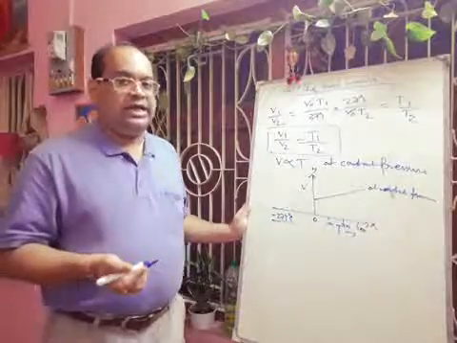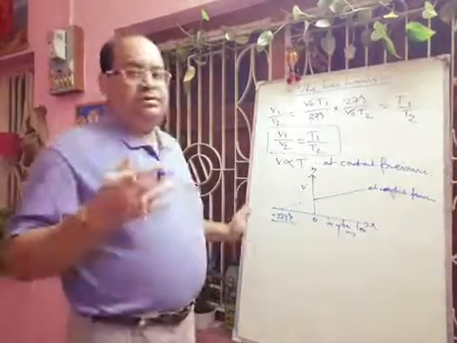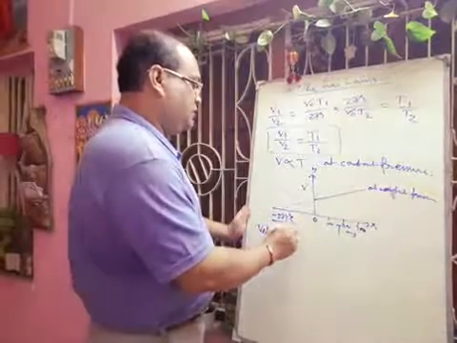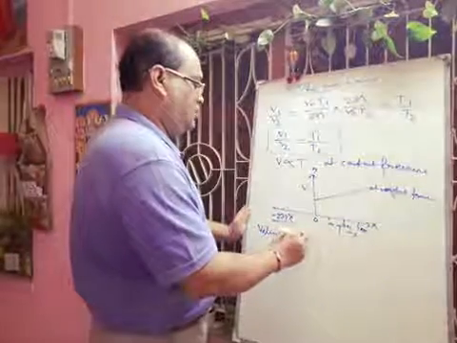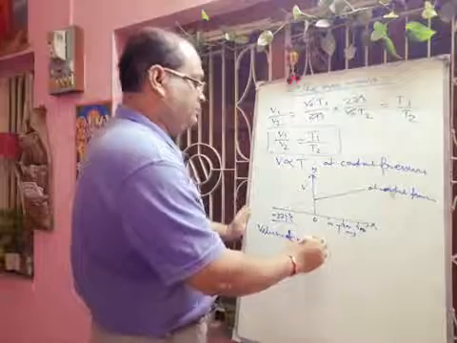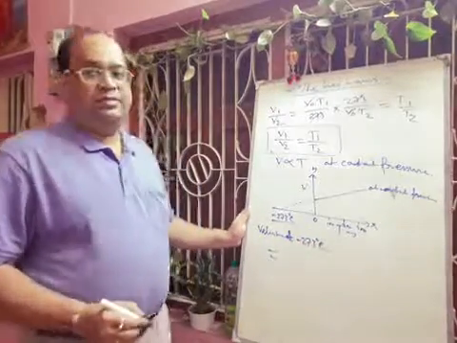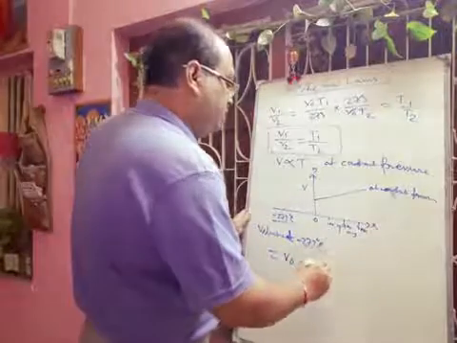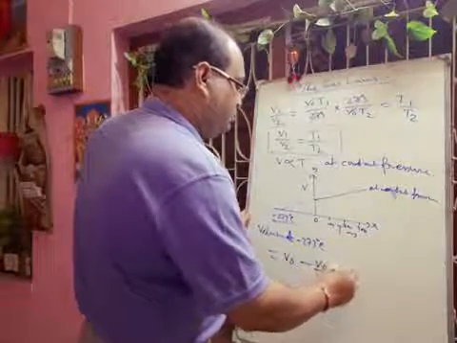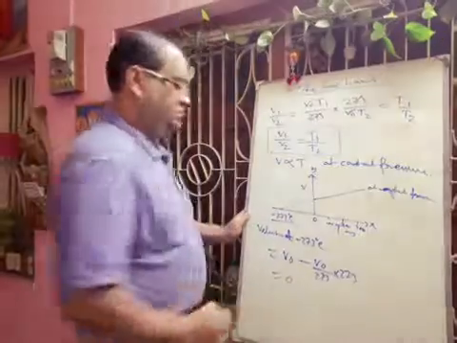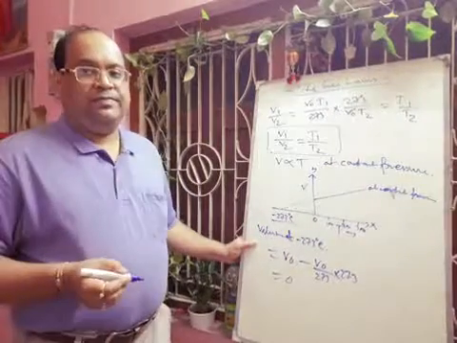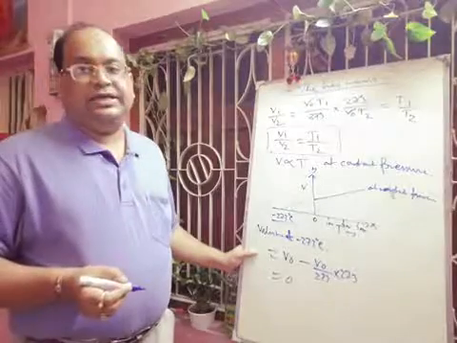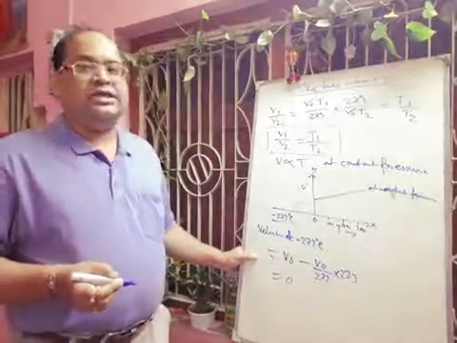We can write in another way: what will be the volume at minus 273 degrees centigrade? That will be V0 minus V0 by 273 into 273. That will be 0. So absolute 0. This is called absolute 0 or minus 273 degrees centigrade, or it is generally denoted as 0 Kelvin.